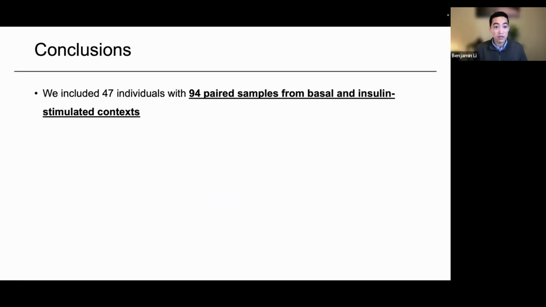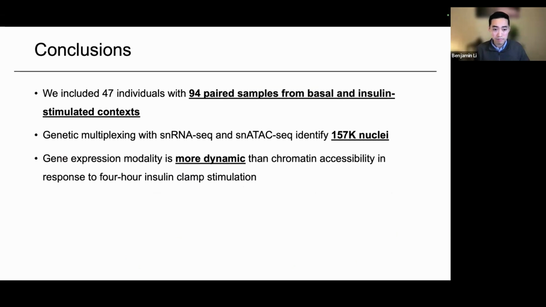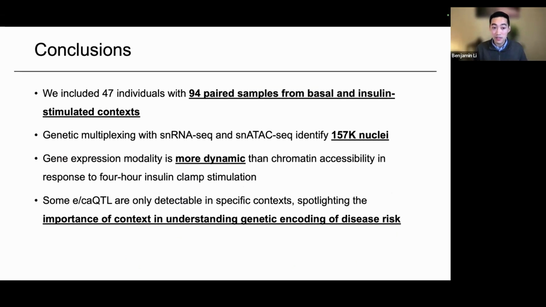So with that, I'll wrap up and summarize. We included 47 individuals with 2 paired samples each, so 94 paired samples from 2 different contexts. We used genetic multiplexing with multi-omics to identify 157,000 post-QC nuclei. Based on those PCA plots, we can appreciate how the gene expression modality may be more dynamic than chromatin accessibility in response to this stimulation. And some E and CAQTL, as well as primed enhancers, are only detectable in specific contexts. That really spotlights the importance of context in understanding how disease risk is genetically encoded.